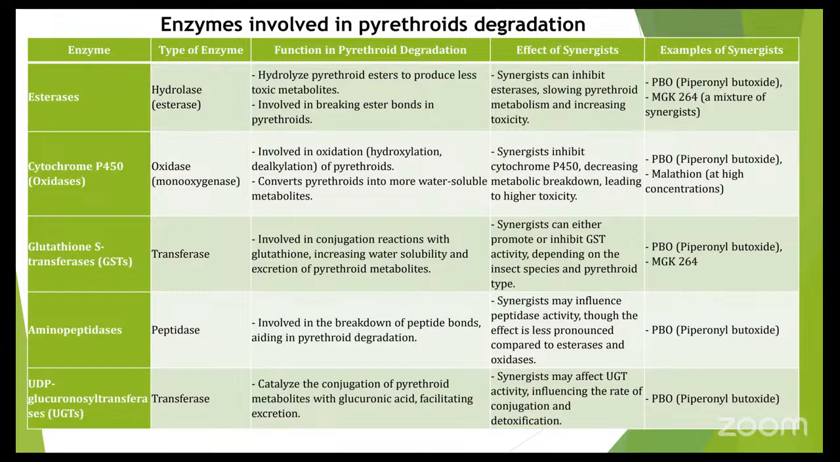And in cabbage looper larvae, more than one type of esterase is found in both the integument and the gut. So the cis and trans pyrethroid isomers are hydrolyzed by separate enzymes, and the rate of degradation reflects a difference in the activity of these different enzymes rather than a difference in the specificity for the cis and trans pyrethroids of a single enzyme. So these are all about the esterases.